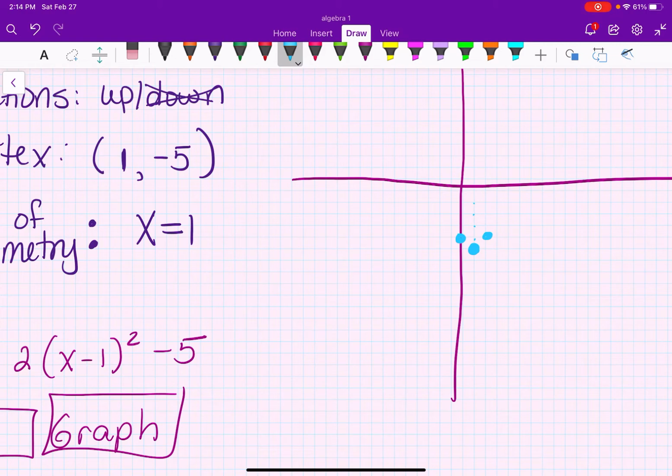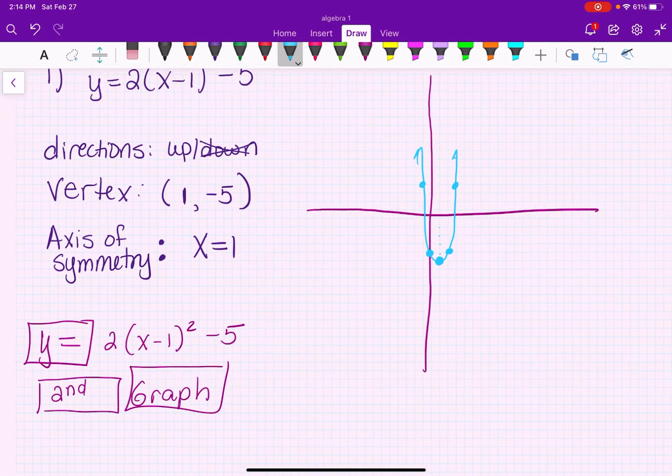I want to see 5 points. 1, 2, 3. I didn't draw this very straight. So I need to see 5 points. I do not want to see freehand parabolas. I need to see 5 points and then connect it as best you can, okay? That's what it should look like.